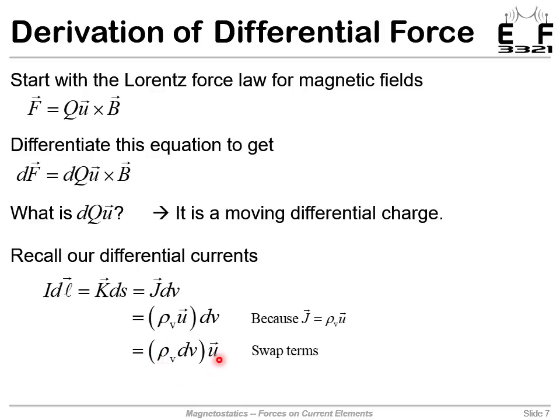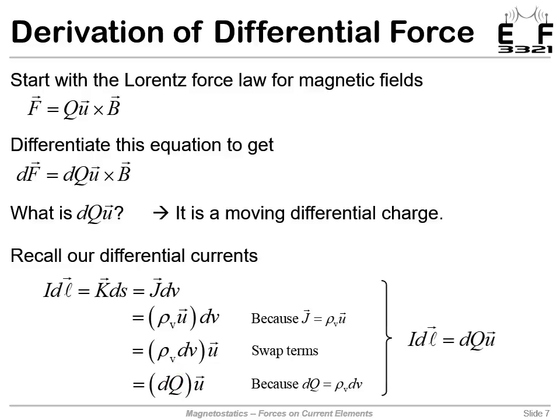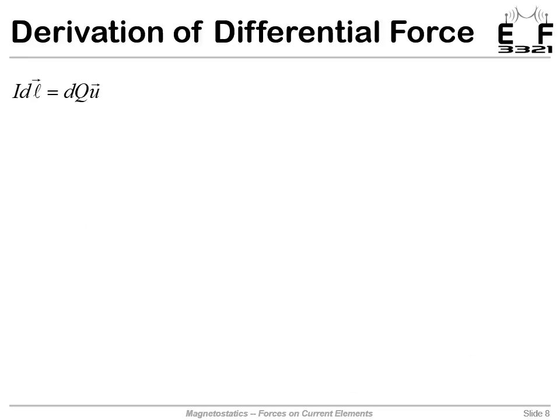Well, we know this is a differential current. We also know up here is a differential current. And if we compare these terms, we see that dq is rho v times dv. So we can replace the rho sub v dv with dq. So altogether then, we can say that for our thin wire example, where our little differential current element is a thin wire, IDL is the same as dq times u. So there's our conclusion, IDL equals dq times u.